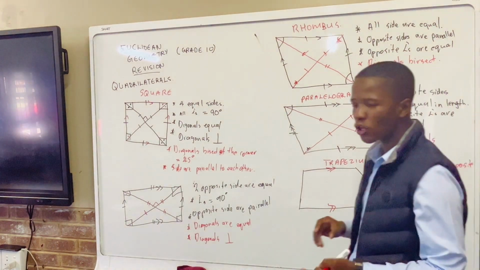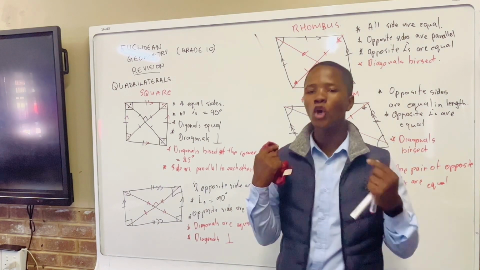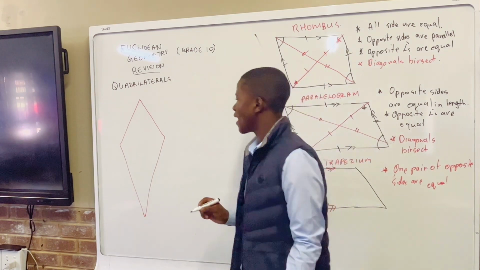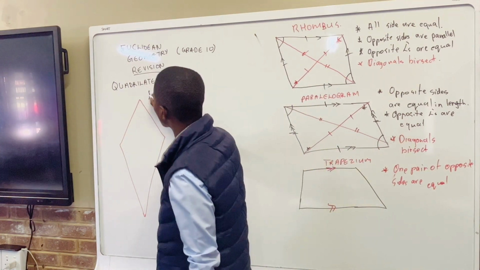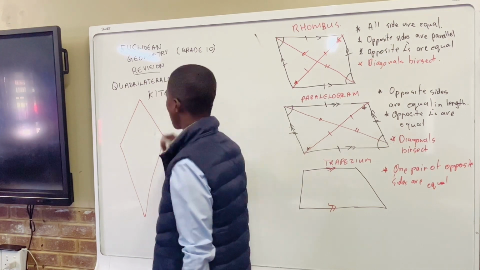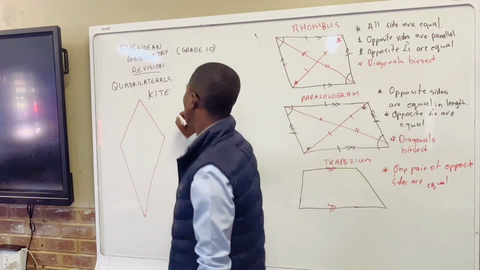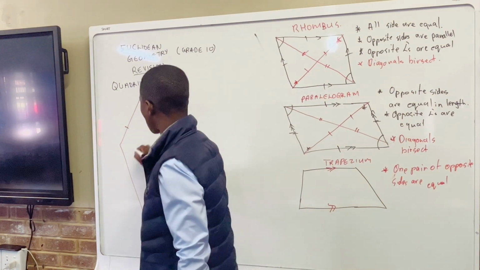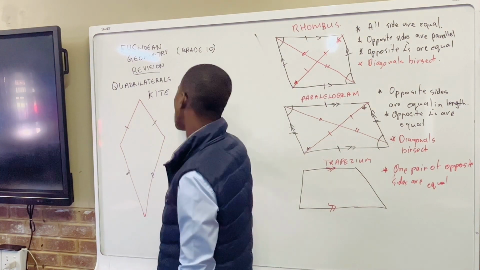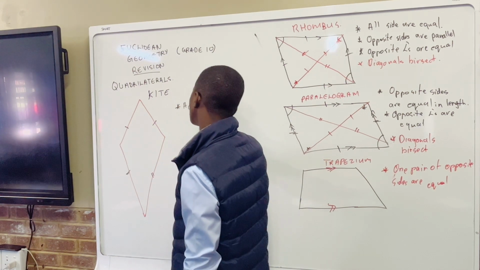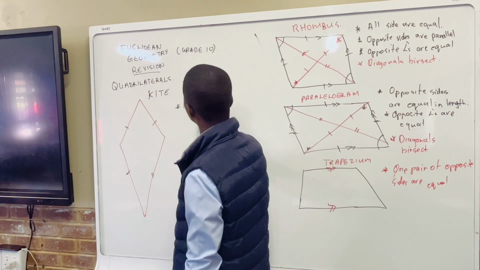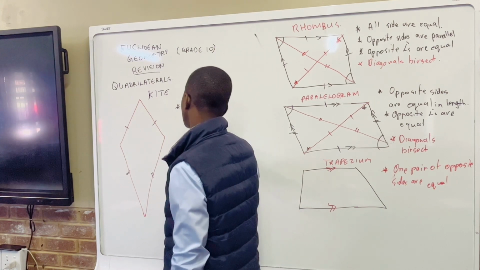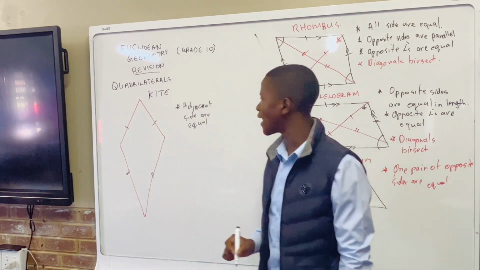Now another shape that we are going to examine is your kite. Firstly, we are going to start with understanding the properties of your kite. What you need to know is that the adjacent sides, remember adjacent means the side next to it, right? Your adjacent sides are equal.